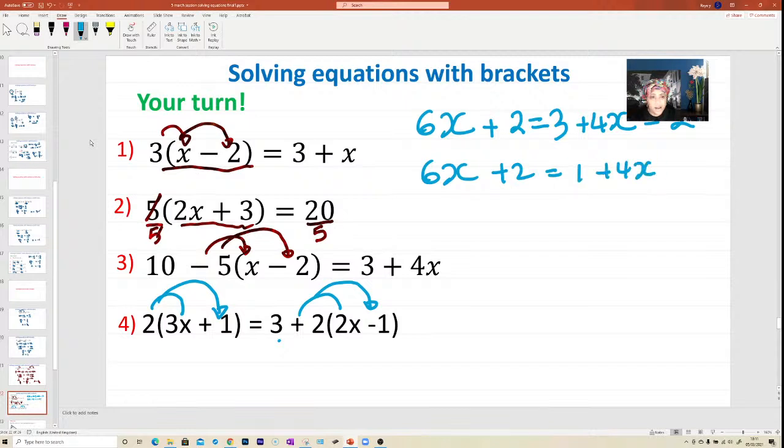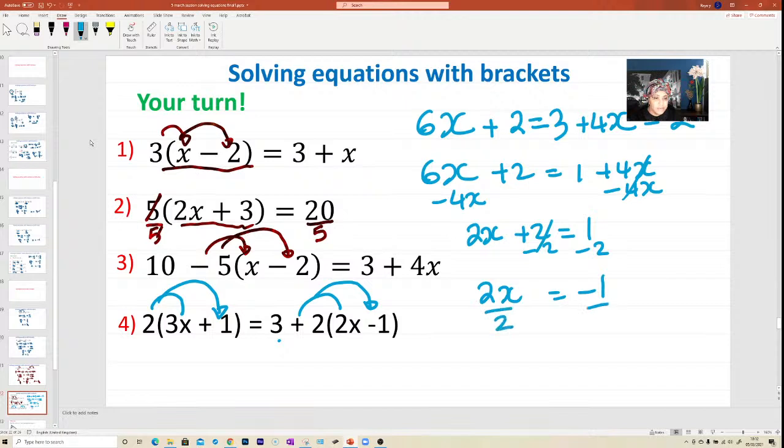Now we get rid of the small x, which is this one, minus 4x here, minus 4x here. So 6x take away 4x is going to be 2x. And then we have plus 2 equals 1. They are going to go because that's going to be 0. Now we need to take away 2 on both sides, okay? So that's going to give you 2x equals 1 take away negative 2, which is negative 1. And now we're going to divide both sides by 2. So divide by 2, divide by 2. 2 divided by 2 is 1. So x is equal to negative half, guys.